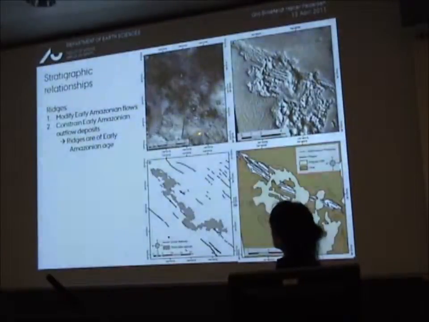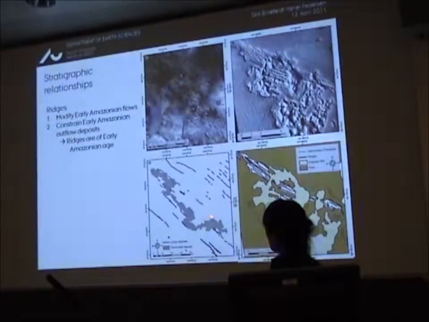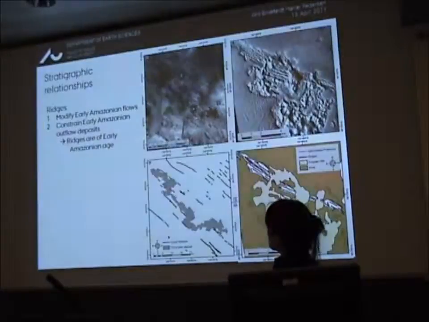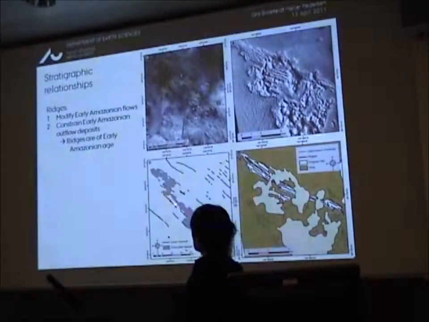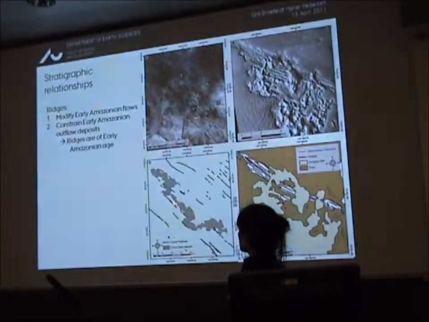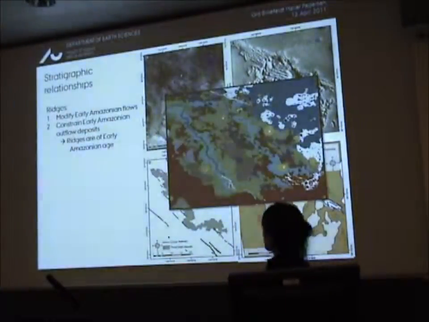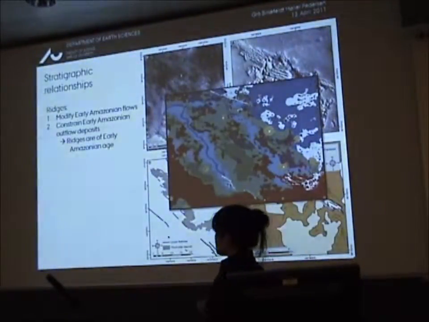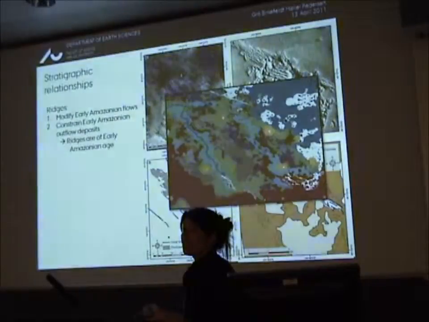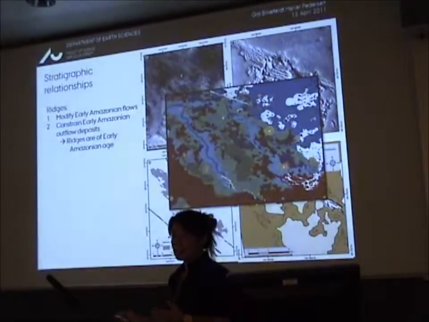And the other image here is showing an outflow channel highlighted here, which seems to have been constrained by the existing ridges in the region because it has such a funny shape here. Maybe it's a bit easier to see on this newer map here. This is the same outflow channel, and in red you can see how it's constraining the shape of the outflow channel.